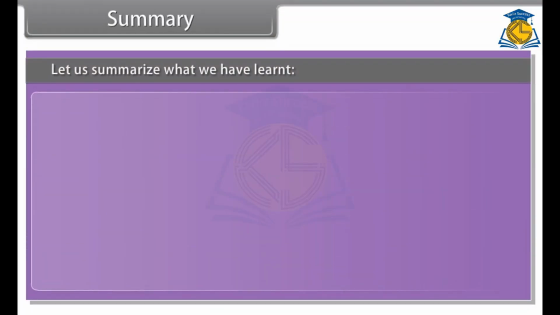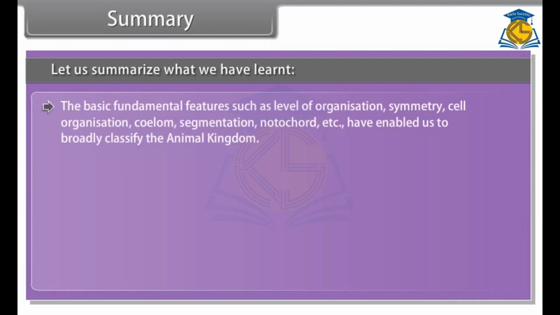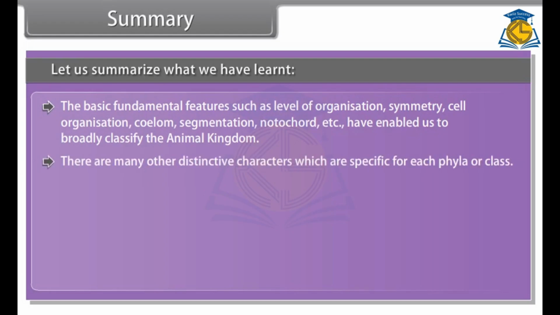Summary. Let us summarize what we have learned. The basic fundamental features such as level of organization, symmetry, cell organization, coelom, segmentation, notochord, etc. have enabled us to broadly classify the animal kingdom. There are many other distinctive characters which are specific for each phyla or class.